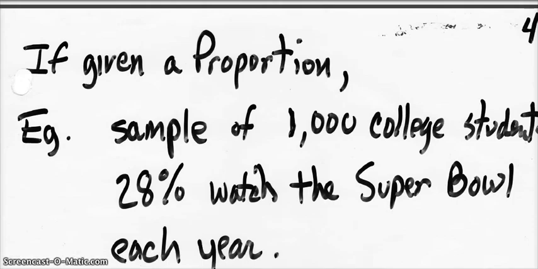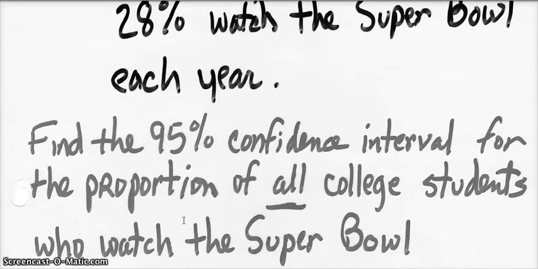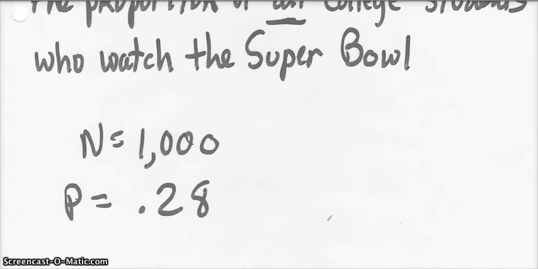Now let's use the other formula. If you are given a proportion or probability or percentage, you will use the second formula. For example, let's say we have a sample of 1,000 college students with 28% of them watching the Super Bowl each year. We want to find the 95% confidence interval for the proportion of all college students who watch the Super Bowl. So n equals 1,000, p equals 0.28. We had to convert the percentage back to a decimal.